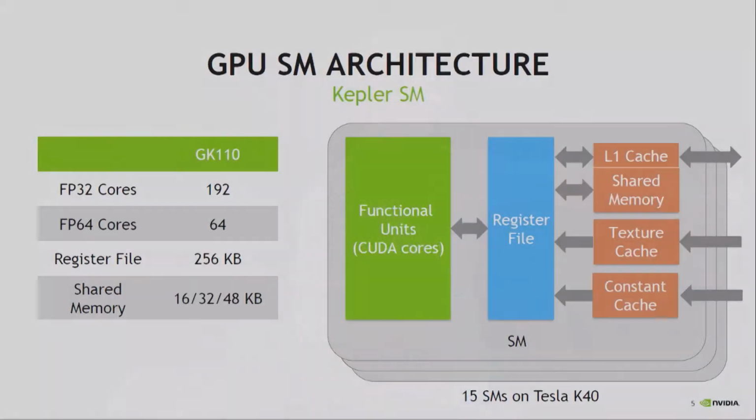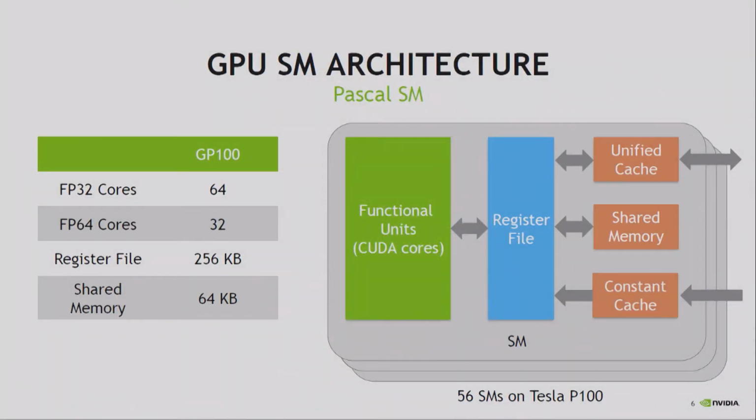Another thing changed if you compare to the previous slide. If you look at the SM picture, we unified our caches. Now we don't have a separate texture cache and L1 cache. They're all unified into a single cache we call unified cache, but it's also just a texture cache. Shared memory is still there, but you can no longer switch between different amounts of shared memory and cache, so they're completely separate. And there's still constant cache.